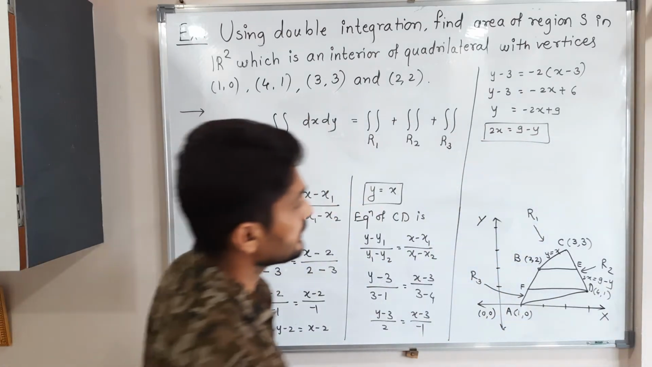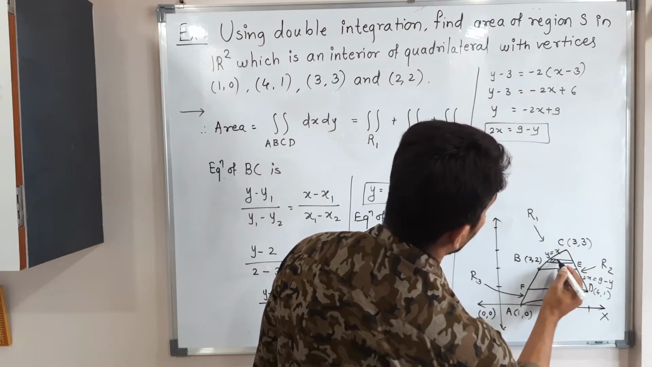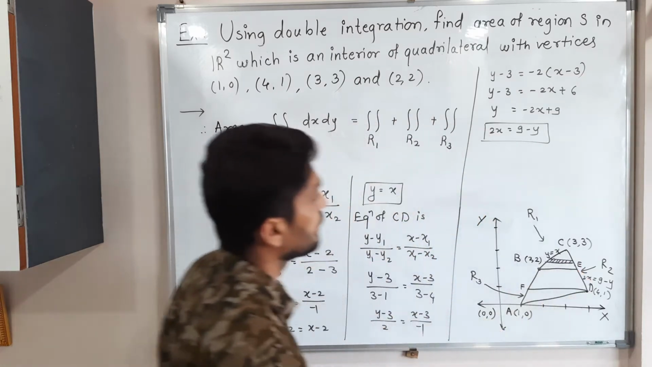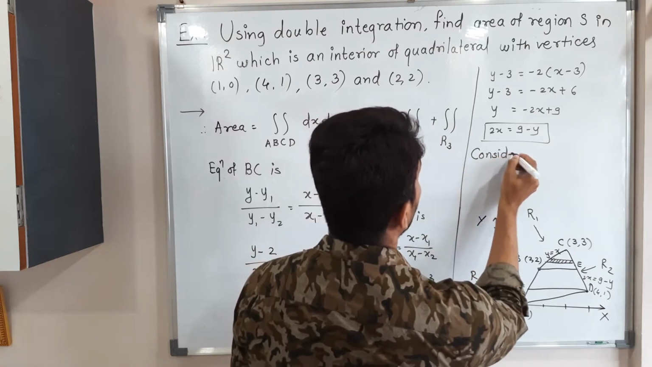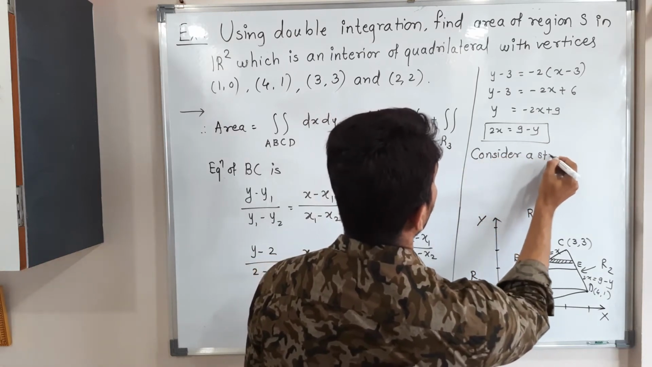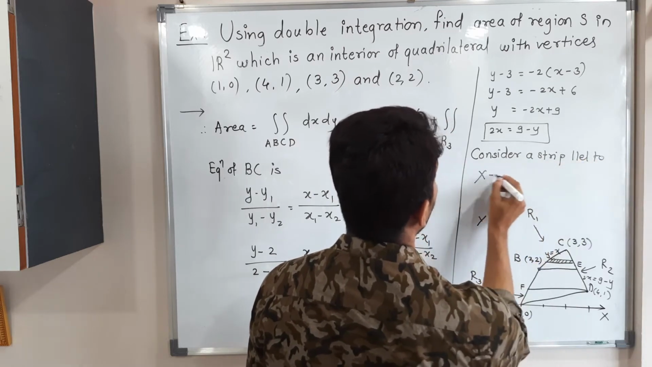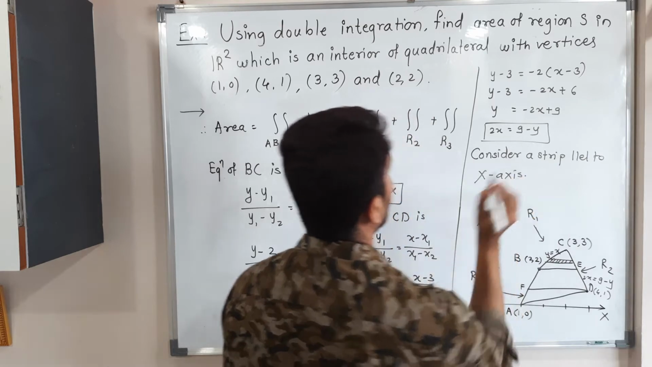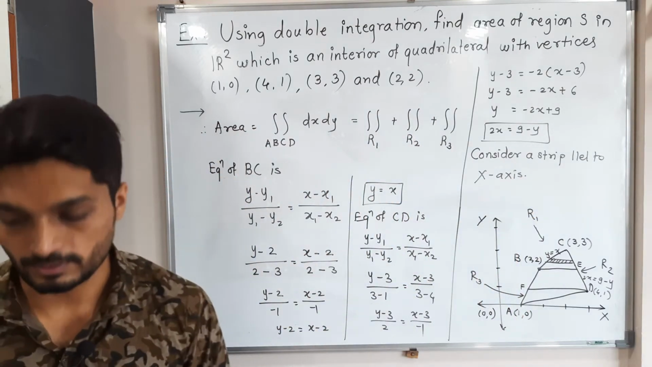Okay. See, this is the region we have considered, and this is our strip. Now by considering a strip, we can solve the problem. So consider a strip parallel to the x-axis. I am considering a strip parallel to the x-axis. After that we will write all these things. Make a screenshot of it, and after that we will go further.